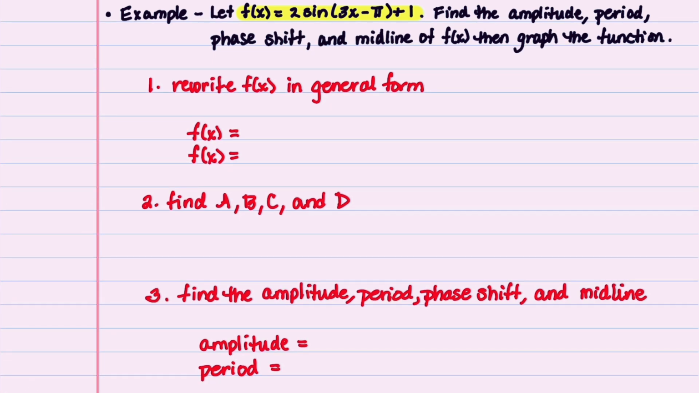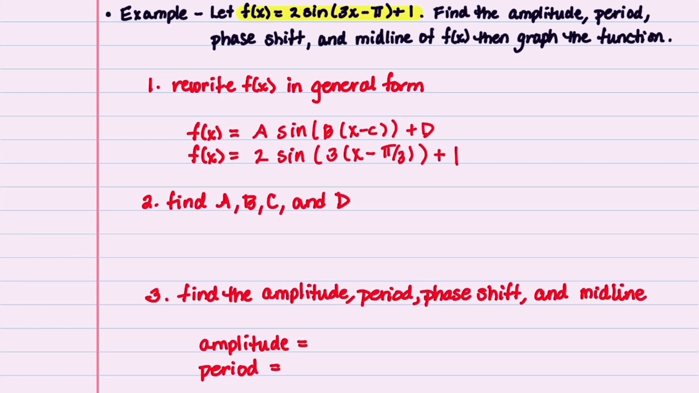Our first step is to rewrite f of x in general form. Let's write down what that general form is. F of x is equal to a times sine times b quantity x minus c plus d. If we write our f of x in this form, we get 2 times sine. Now we're going to pull out the b, which is equal to 3, x minus, and then instead of pi, because we pulled out a 3, we have to write a pi over 3, plus our midline, which is 1.